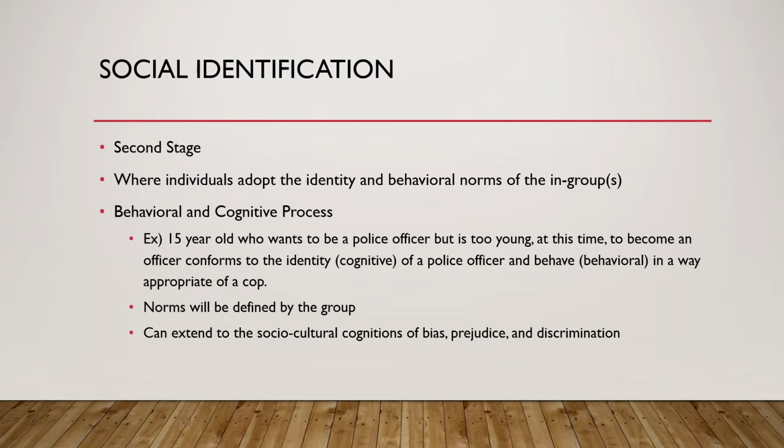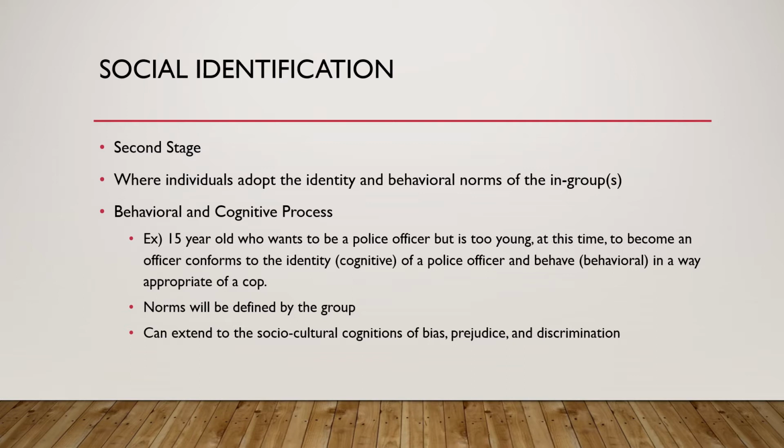So for instance, if a 15-year-old wanted to be a police officer, they're too young at this point, but they may start to conform to the identities of a police officer. Maybe they become a safety monitor, right? Maybe they join certain organizations that are based on discipline and rule following and those sorts of things.